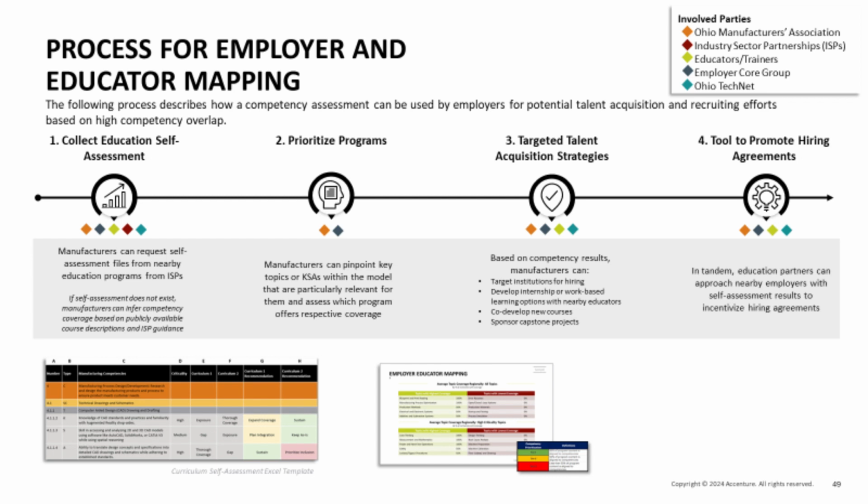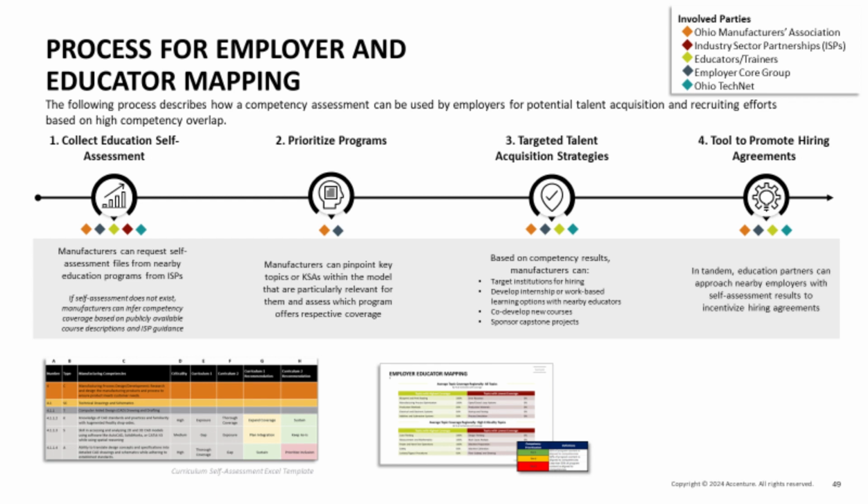So this is collecting specific curriculum assessment results from an educator or ISP. So manufacturers can request those self-assessment files from the relevant education programs or from our ISPs directly. In the case that a self-assessment does not exist and a program hasn't been evaluated quite yet, manufacturers can infer competency coverage based on publicly available course descriptions and working hand in hand with ISPs. So basically the manufacturer would be performing a less involved version of a curriculum self-assessment alongside ISPs.